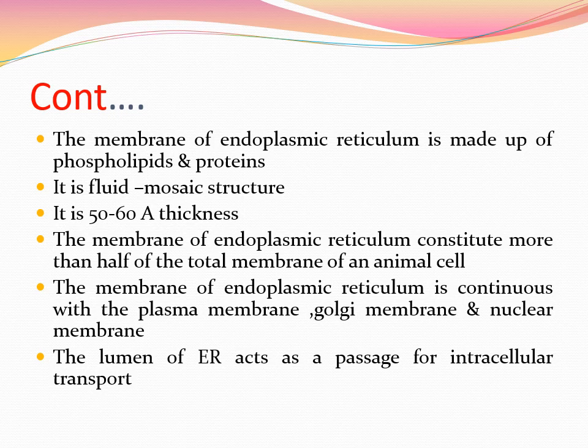The membrane of endoplasmic reticulum is made up of phospholipids and proteins. The main components of endoplasmic reticulum are phospholipids and proteins and it is a fluid mosaic-like structure. Its thickness is about 50 to 60 angstrom. The membrane of endoplasmic reticulum constitutes more than half of the total membrane of an animal cell. The membrane of endoplasmic reticulum is continuous with that of the plasma membrane, Golgi membrane and the nuclear membrane. The lumen of endoplasmic reticulum acts as a passage for intracellular transport.